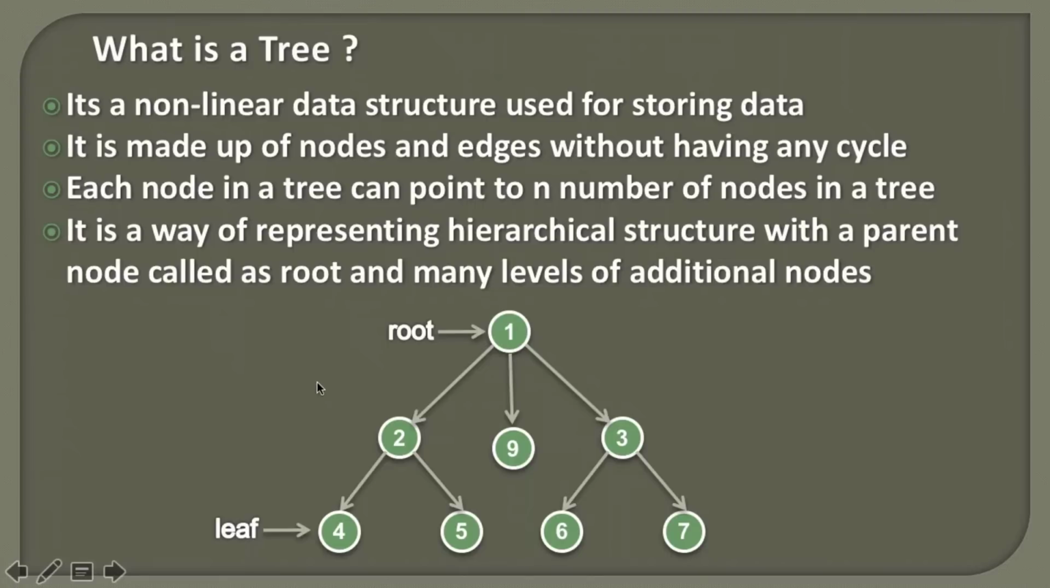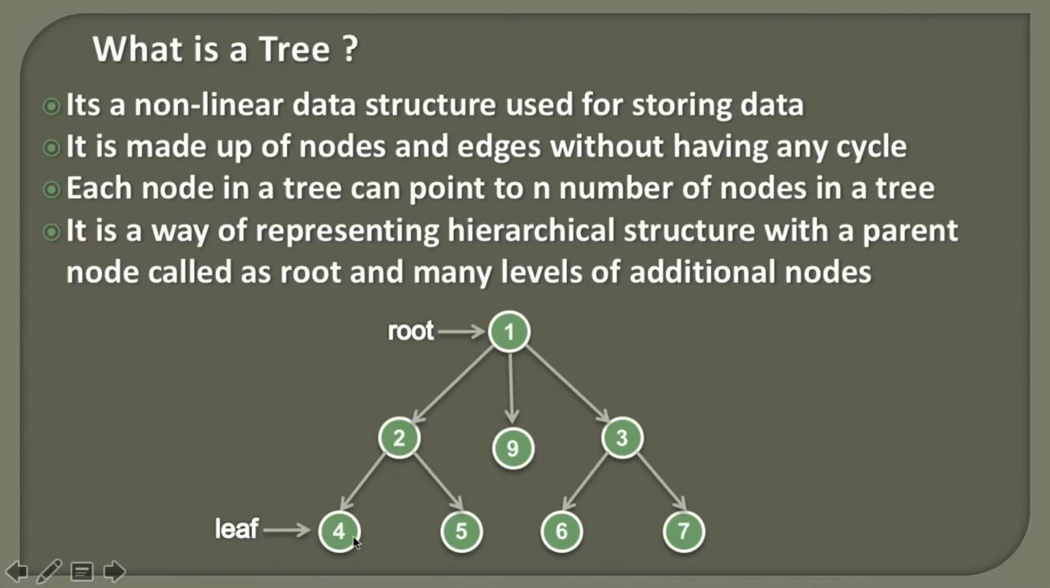So usually a tree is a way of representing the hierarchical structure where the parent node is called the root. Whenever we represent a tree, usually the first node, which is the parent of all other nodes, is generally referred to as the root. And you can see that it has many levels of additional nodes. So friends, in the tree you can see that 1 is the parent of all the nodes below it, and it's generally referred to as the root because this is the root of the tree, and whatever edges are coming out from this root are pointing to the other nodes. And here you can see that this structure can go to many levels.